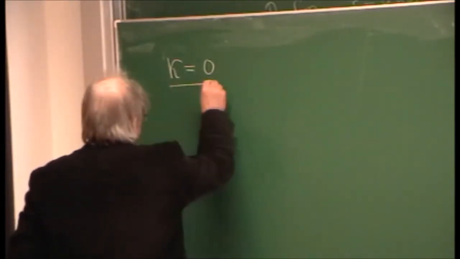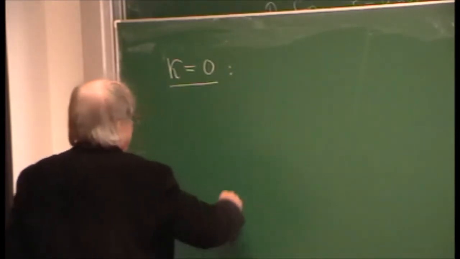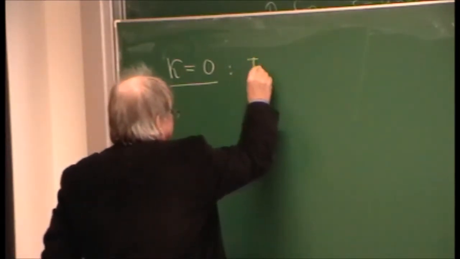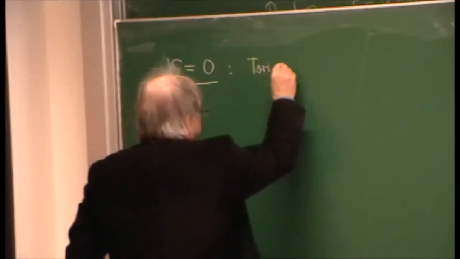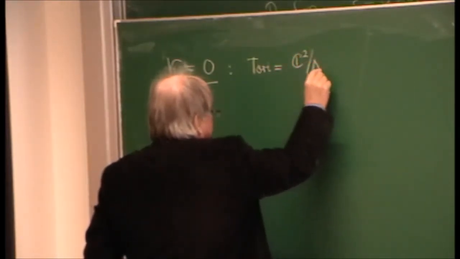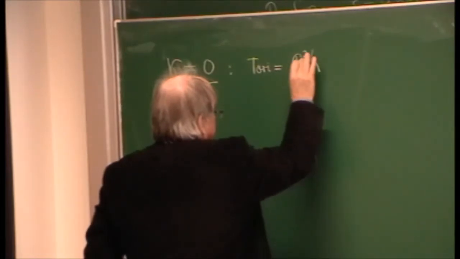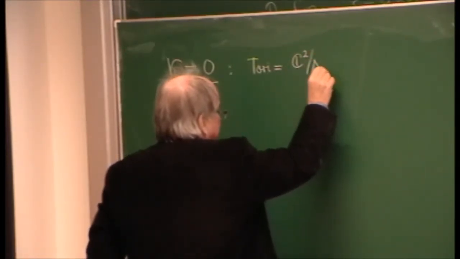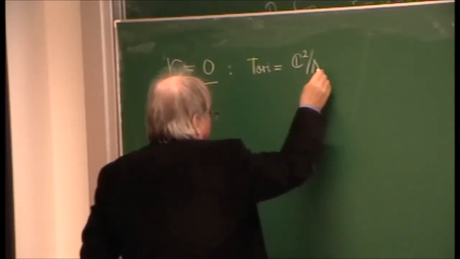This is a huge, beautiful class because, for one thing, it contains tori. And these tori, of course, appear in many even applied areas. So let me say this is C to the power 2 modulo a lattice of rank 4, spanned by 4 vectors.